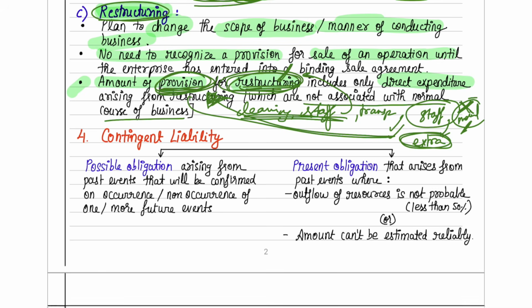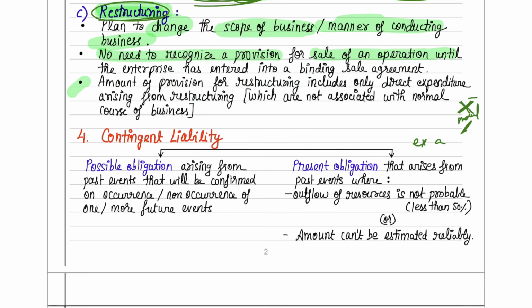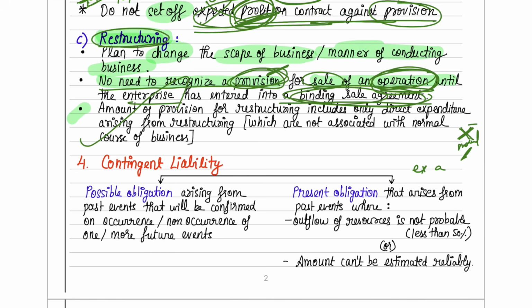Normal cost, which you are regularly paying in the business, which is associated with the normal course of business, don't consider that. In the second point they tell you that there is no need to recognize a provision for sale of an operation until the enterprise has entered into a binding sale agreement. It's all about your restructuring. I hope you understood clearly.